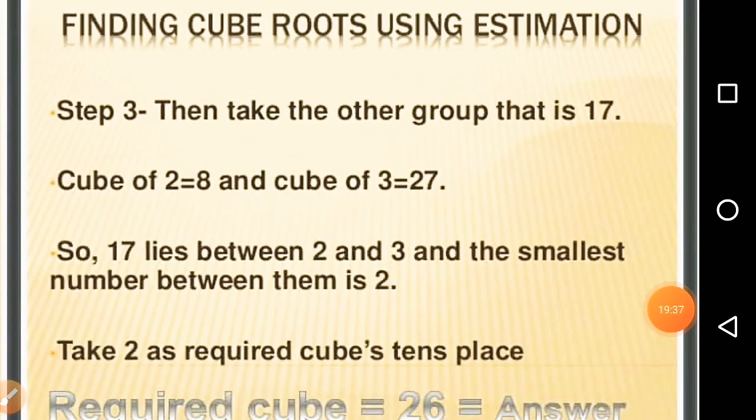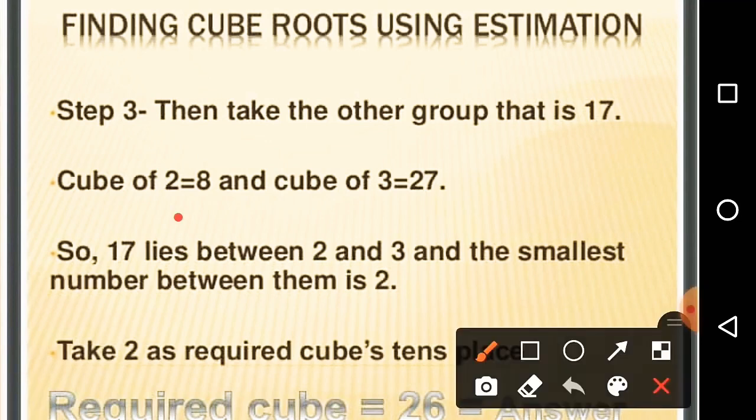Now the third step is to take the other group, that is 17. Okay, the last part is done. Now we have to take the first number, that is 17. The cube of 2 is equal to 8 and the cube of 3 is equal to 27. So 17 is our number, and 17 lies between 2 and 3, because the cube of 2 is 8 and the cube of 3 is 27.